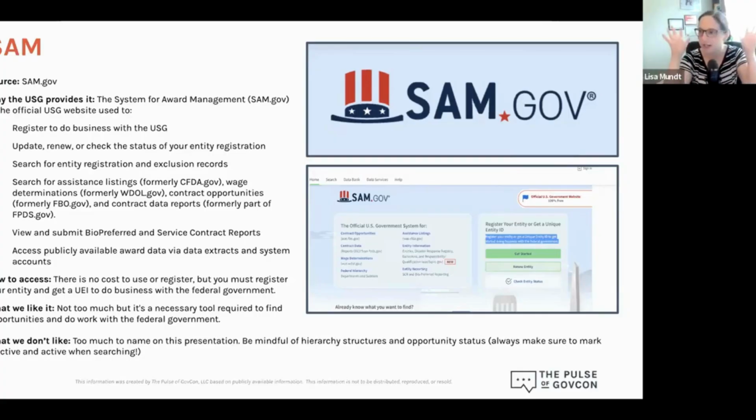So it is free to join. There's no crazy cost. And you have to register to get a UEI to do business with the federal government. That's why we all need this. And it is sort of the baseline for looking for open contracts.